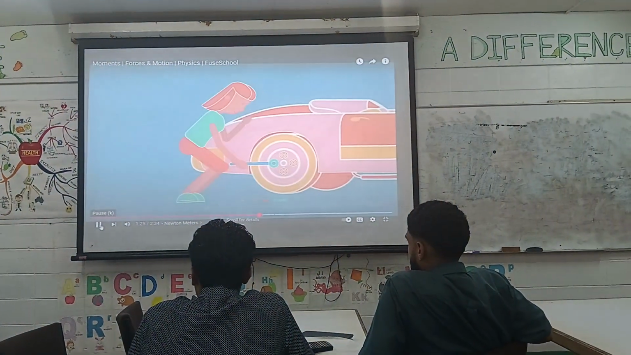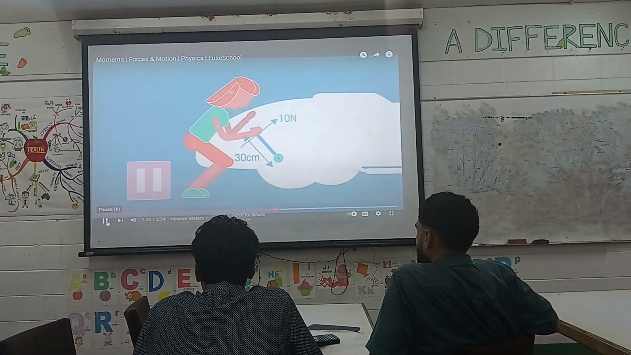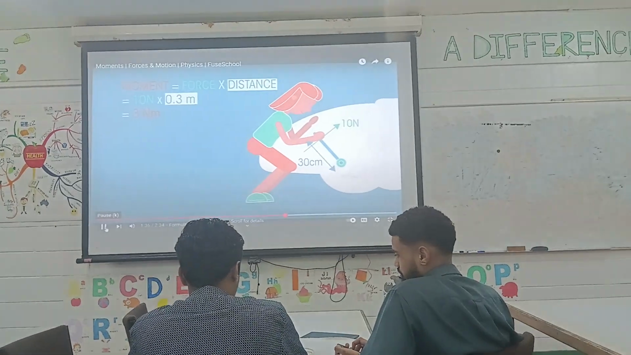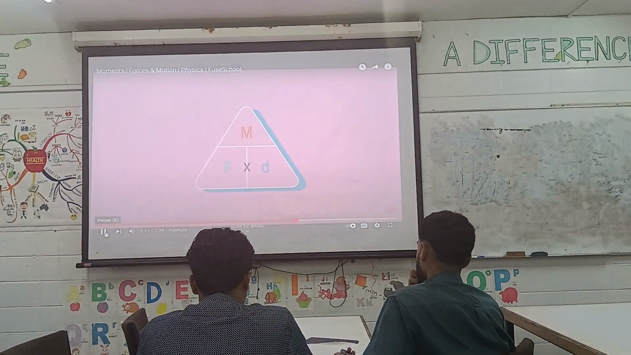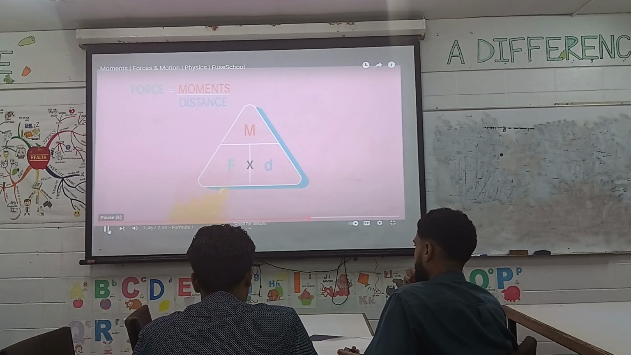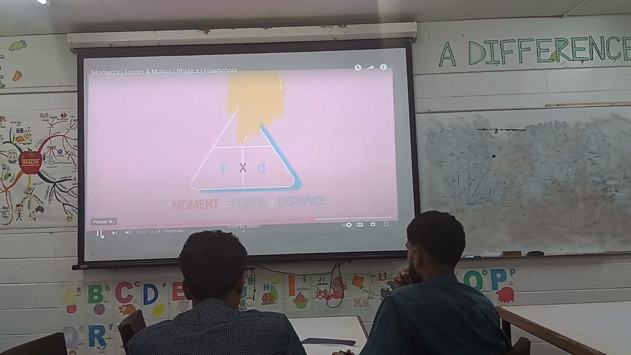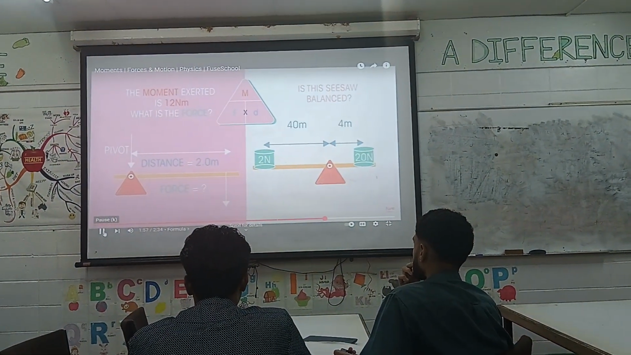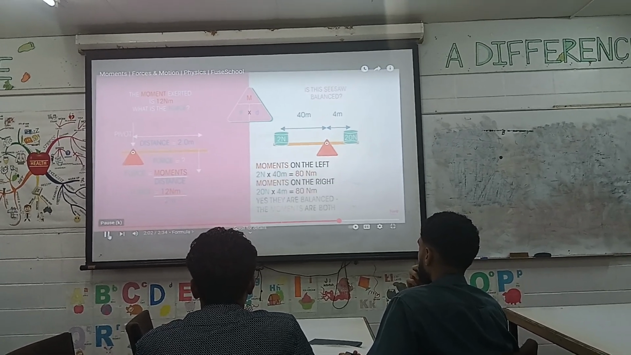Here's another example. Can you work out what moments the woman is applying to tighten the wheel nut? Pause the video and work it out. Did you get 3 newton meters? Were you careful to change the 30 centimeters into meters? We can also place this formula into a formula triangle. Force equals moments divided by distance. Distance equals moments divided by force. And moments, as we already know, is force times distance. Here are 2 more questions for you to try. Pause the video and work them out. Did you get both questions right?